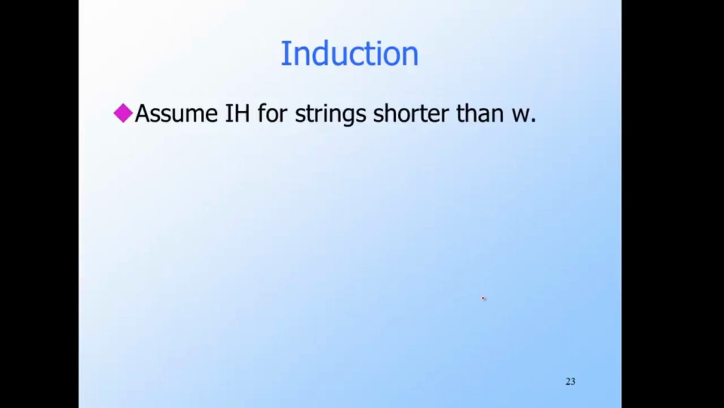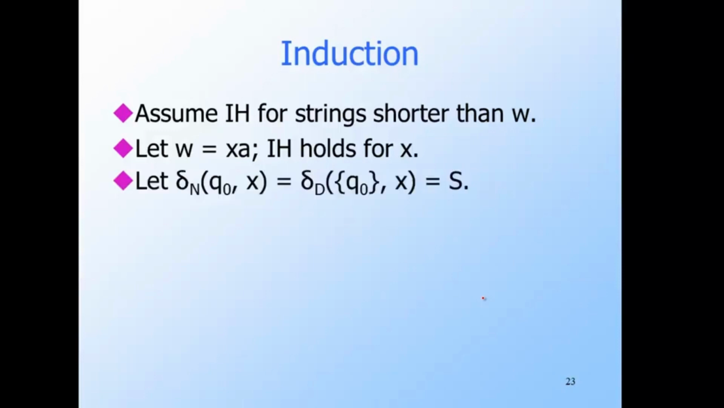For the inductive step, we'll assume the inductive hypothesis that the states the DFA and the NFA get to on string W are the same sets for all strings shorter than W, and we'll prove the statement for W itself. W is of length at least 1, so we can write it as string X followed by symbol A. We can assume the inductive hypothesis holds for X, because it is clearly shorter than W. That is, we assume that delta N of Q0 and X is delta D of the set containing Q0 and X, and we'll call that set S.